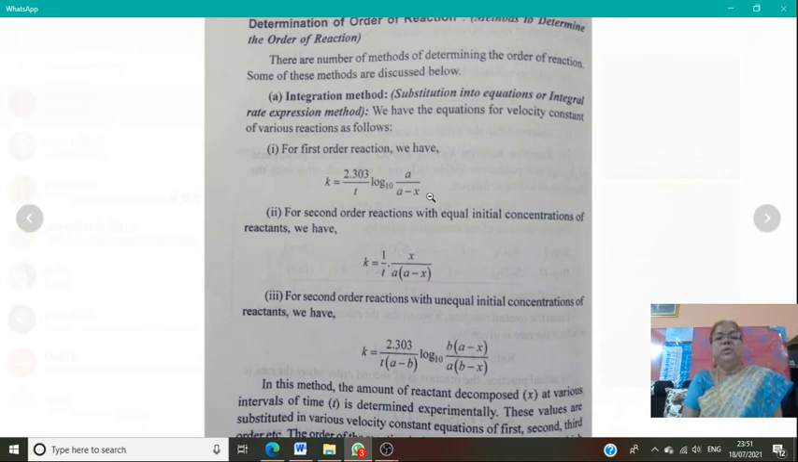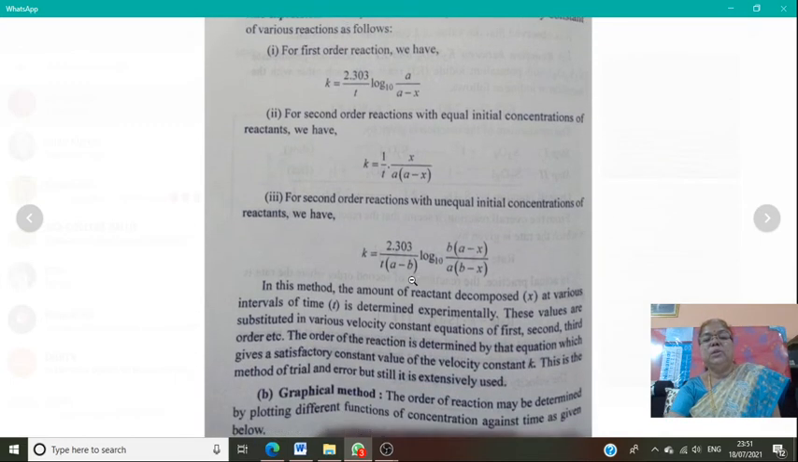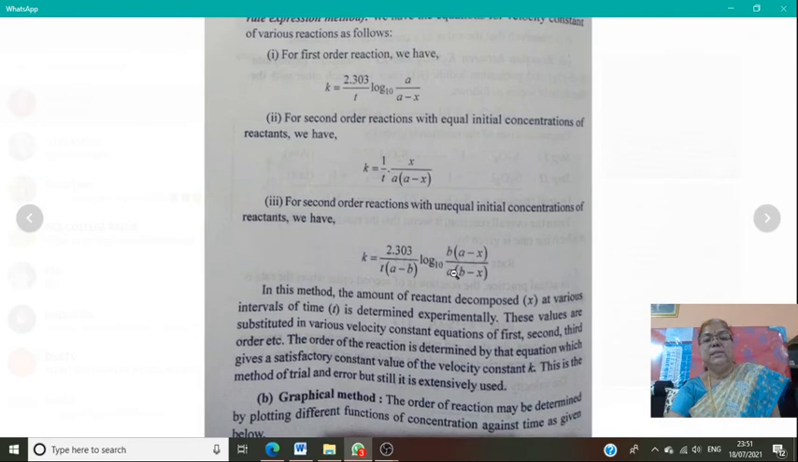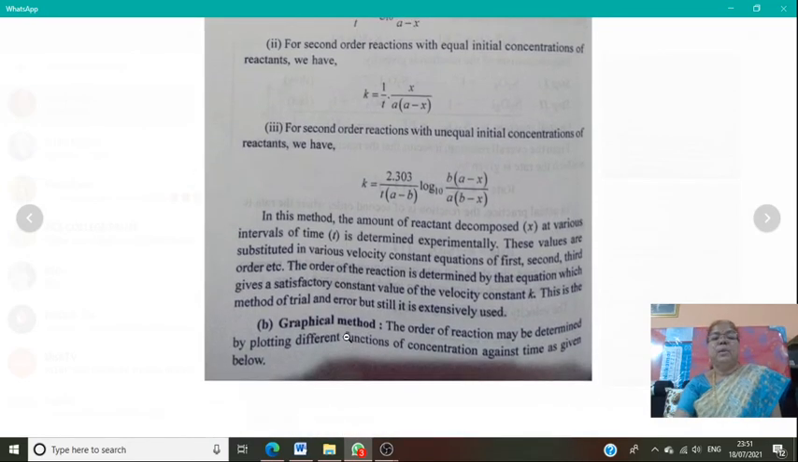Then, in case of second order reaction with equal initial concentrations of reactants, we have K = 1 by t into x upon a(a − x), and for different initial concentrations we have this formula. By substituting these values, we can show whether that reaction is with equal initial concentration or with unequal initial concentration.